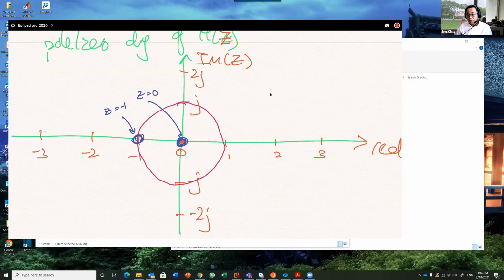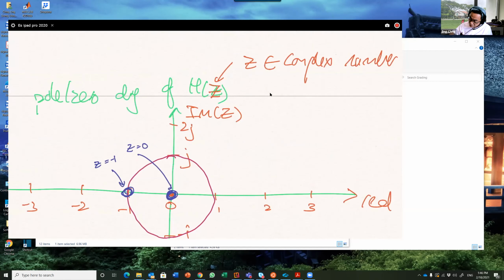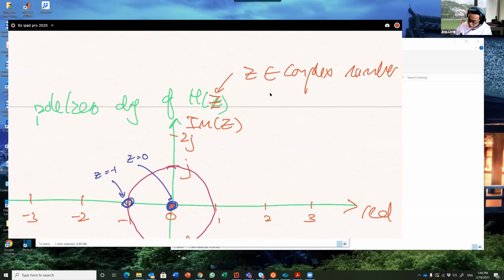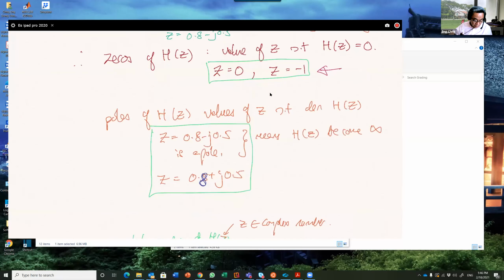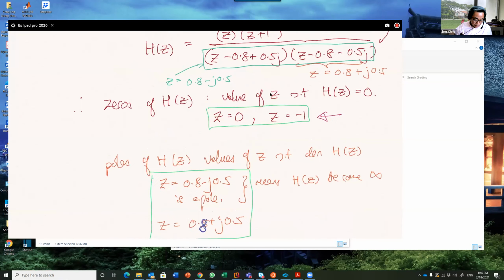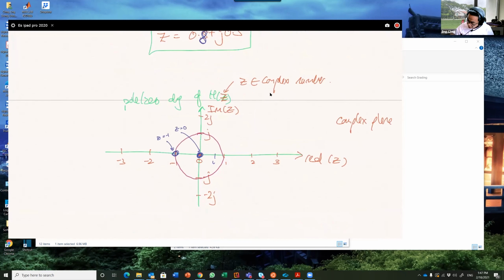What else do we have? What about the pole? The pole is sitting at 0.8. Oh, I made a mistake. 0.8 is here. 0.8 plus minus 0.5. Okay, where's 0.8? 0.8 is about here.